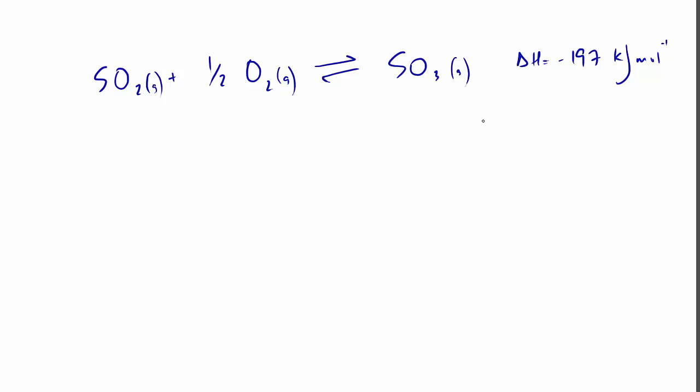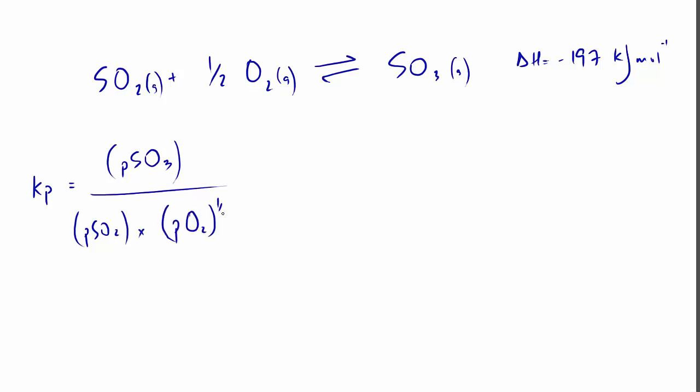Changing concentration, how would that affect the value of Kp? Well, we know that Kp is going to be equal to the partial pressure of SO3, nearly forgot that, divided by the partial pressure of SO2 multiplied by the partial pressure of O2 to the power of half. That's my Kp value there. Now if I change the concentration, which is essentially changing the pressure in a gaseous equilibrium, I'm going to find no change. Kp is going to remain constant.